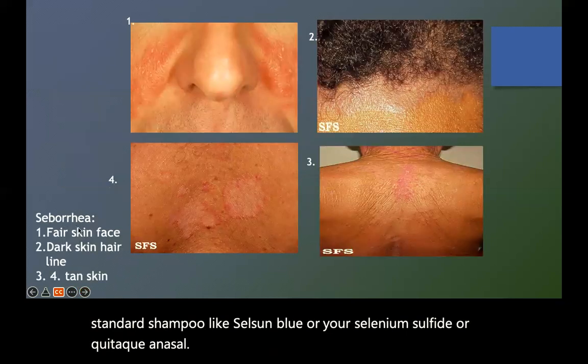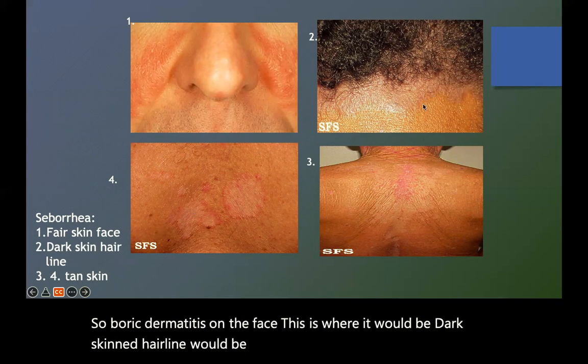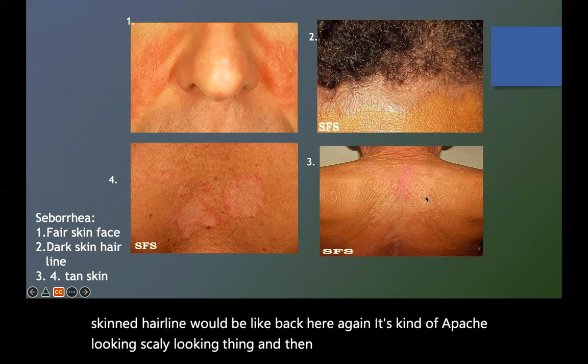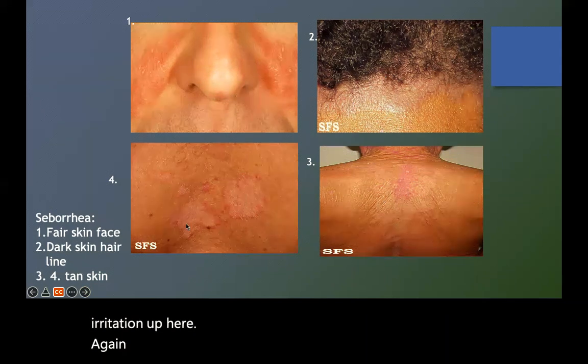Okay, so seborrheic dermatitis on the face, this is where it would be. On dark skin, the hairline would be back here. Again, it's kind of a patchy looking, scaly looking thing. And then on tan skin, you get your irritation up here. Again, it's kind of patchy and red.